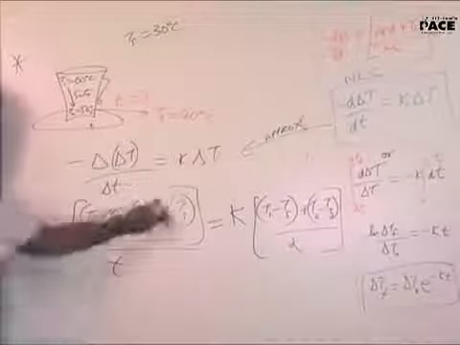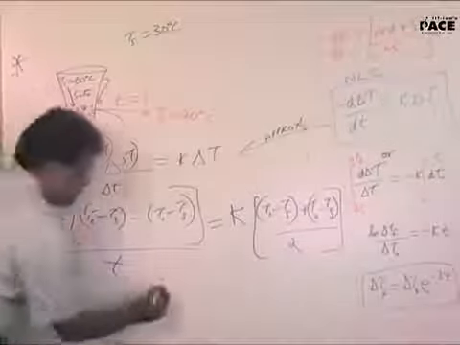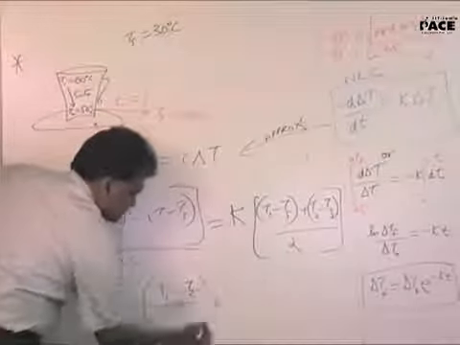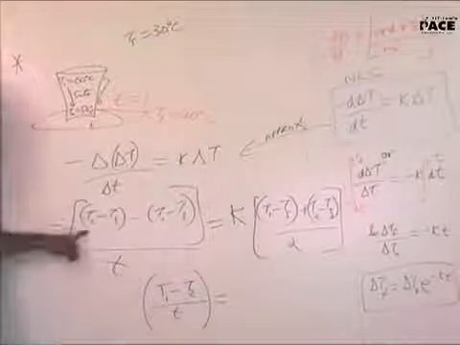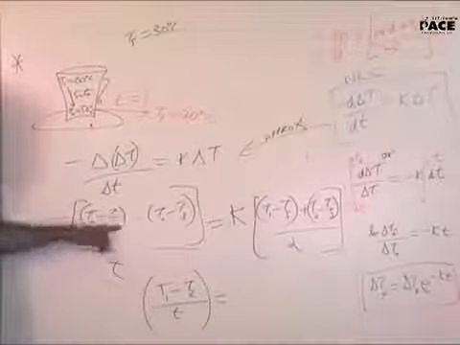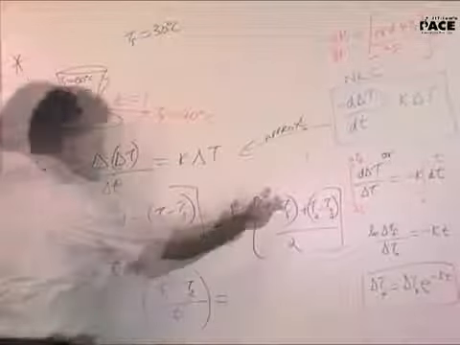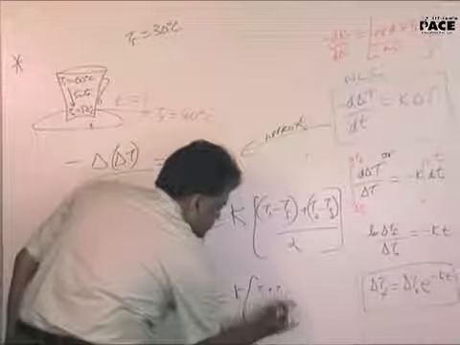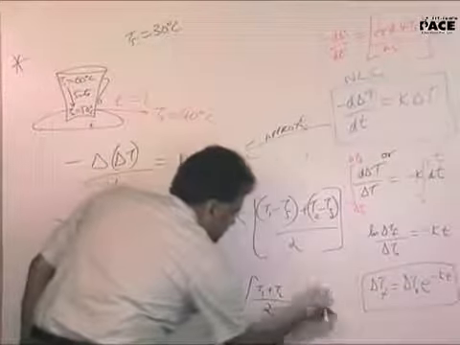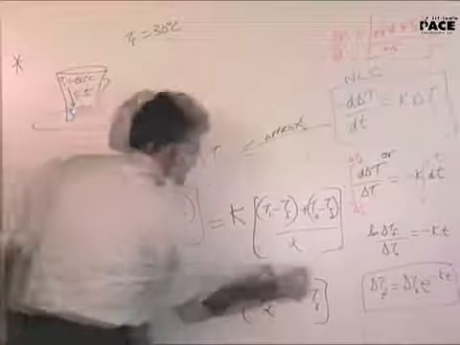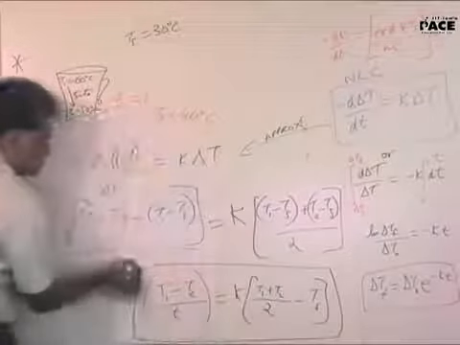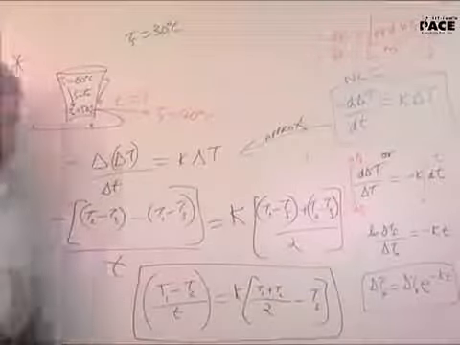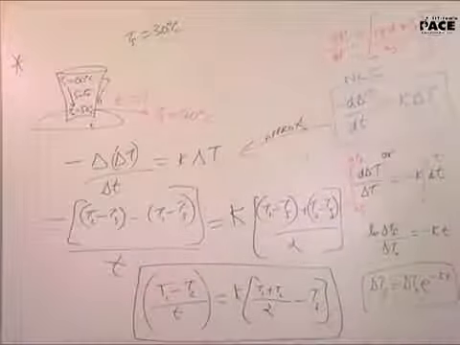So if you solve this now, what do you get? You get T1 minus T2 by T equals, the minus sign, Ts cancels, and this is K times (T1 plus T2 by 2 minus Ts). This is the form we'll use. This is the linear form of Newton's law of cooling. This doesn't require a scientific calculator.